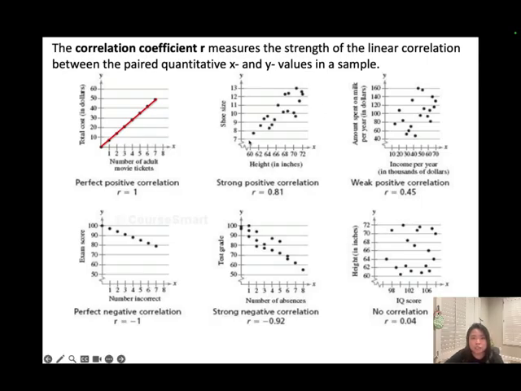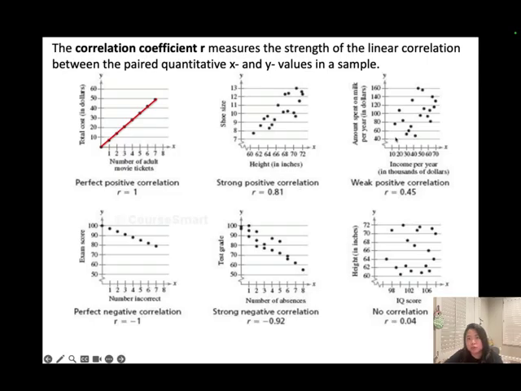Second one, I can still draw the straight line here, but this time not all the points are on the straight line. But all the points are really close to this straight line, and the direction is positive. So we're going to say this is a strong positive correlation. And r is equal to 0.81. Okay, 0.81 is really close to 1, and that's why we call this a strong positive correlation.